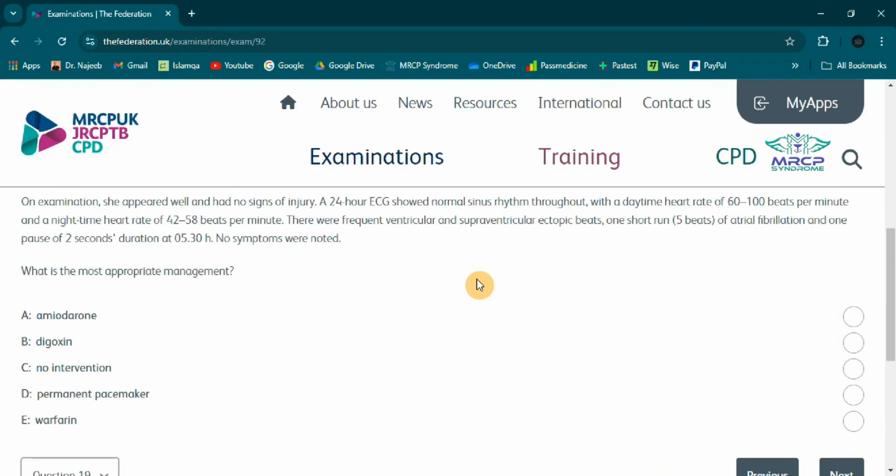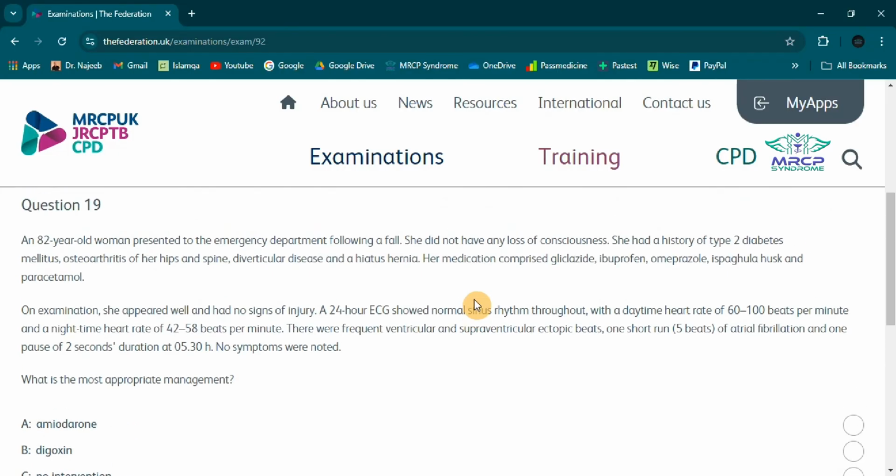What is the most appropriate management? Amiodarone, digoxin, no intervention, permanent pacemaker, warfarin. An 82-year-old woman presented to the ED following a fall. She did not have any loss of consciousness. She had a history of type 2 diabetes mellitus, osteoarthritis of her hips and spine, diverticular disease, and a hiatus hernia. Her medication comprised gliclazide, ibuprofen, omeprazole, ispaghula husk, and paracetamol.